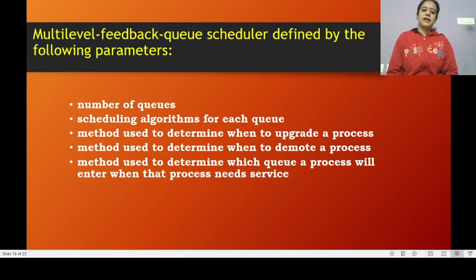A multi-level feedback queue scheduler is defined by the following parameters: number of queues, and scheduling algorithm for each queue. Each queue will have a different scheduling; it may be round robin, first come first serve, or shortest job first. Then, the method used to determine when to upgrade a process to a higher priority, the method used to determine when to demote a process, and the method used to determine which queue a process will enter when that process needs service. Depending on this, the multi-level feedback queue will be served.